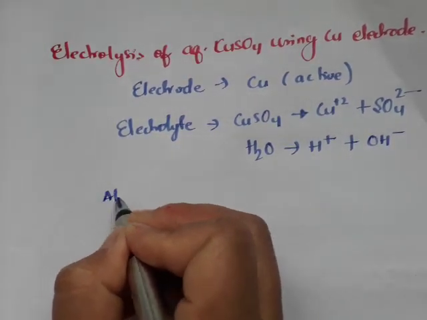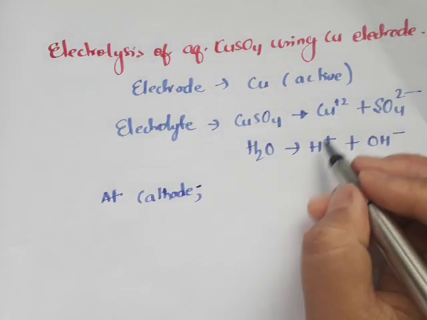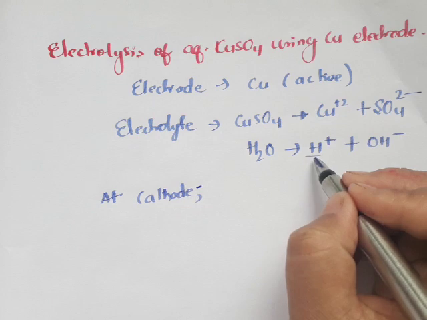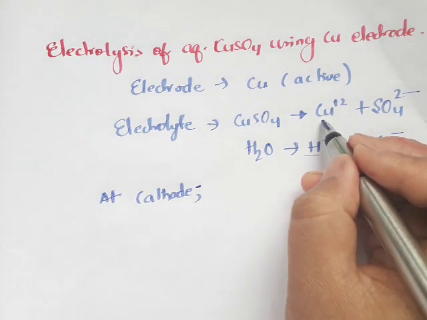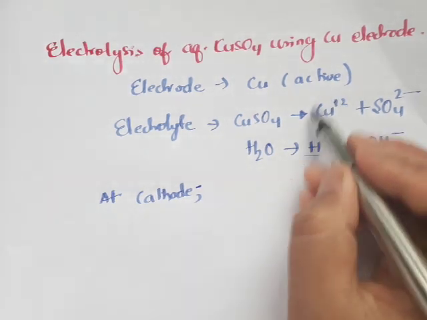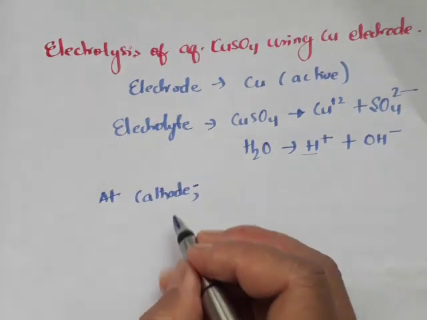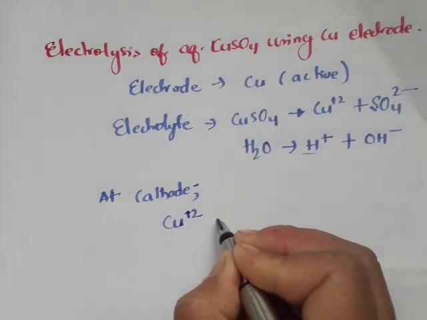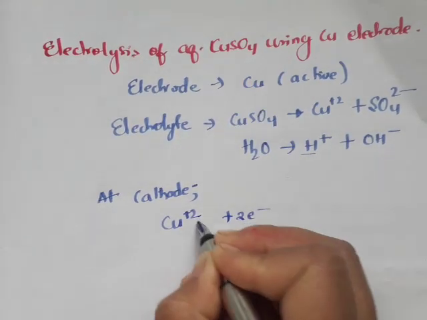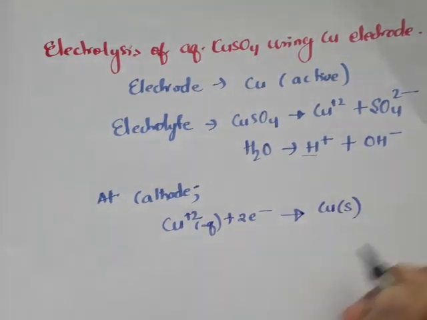So now at cathode, okay, which is your negative electrode. Now out of 2, now you know that the value for hydrogen is 0, right? And for copper it is positive, or the copper is less reactive than hydrogen, right? So out of 2, on the basis of electrode potential, this one will get reduced at cathode. So copper ion after gaining 2 electrons will get reduced to copper solid, okay.